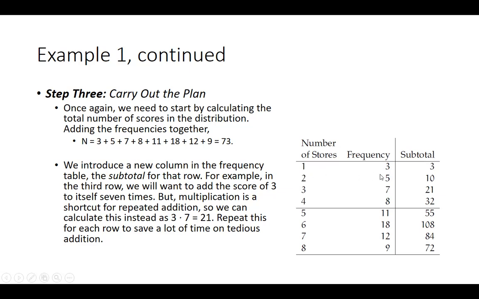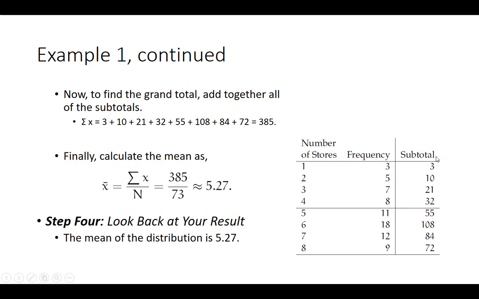1 times 3 is 3. 2 times 5 is 10. 3 times 7 is 21. 4 times 8 is 32. 5 times 11 is 55. 6 times 18 is 108. 7 times 12 is 84. 8 times 9 is 72. Now, we can add together all of the subtotals, 3 plus 10 plus 21 plus 32 plus 55 plus 108 plus 84 plus 72 to get 385 as the sum of our x's.